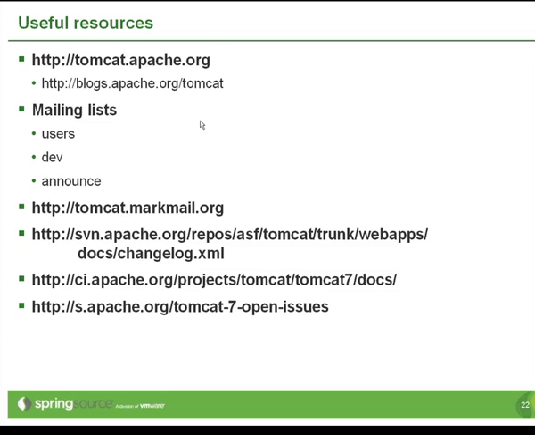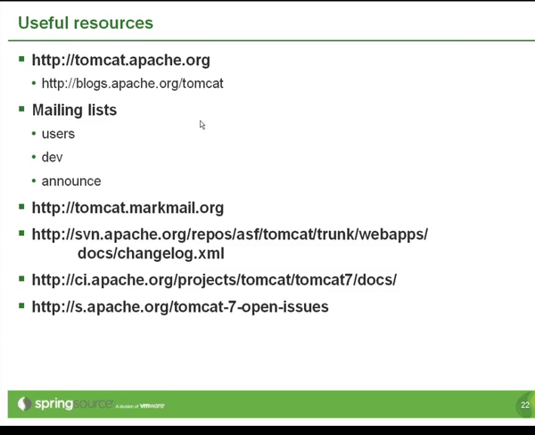You can always get the latest version of the Tomcat documentation from the CI server. The version on the website will always be the documentation for the latest release. If you want the absolute up-to-the-minute documentation that has got all of the changes from trunk, then you need to look at the CI server, and that's ci.apache.org.